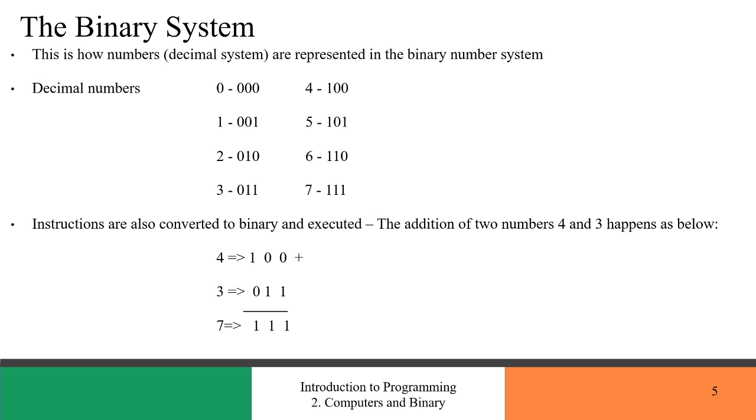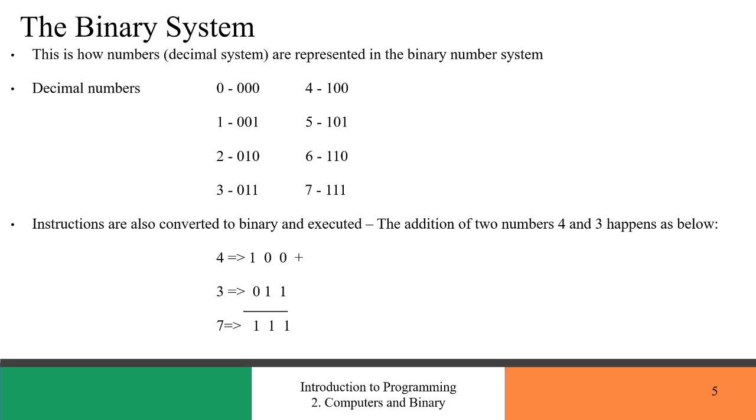Let us have a look at an example to add numbers 4 and 3 and see how it happens in binary. 4 is represented in binary as 100. 3 is represented as 011. Let us try to add them up, beginning from the right. 0 and 1 adds to 1. 0 and 1 adds to 1 again. 1 and 0 adds to 1 as well. Thus, the result is 111. This is the binary equivalent of the decimal number 7. This is how data and any instruction is converted to binary.